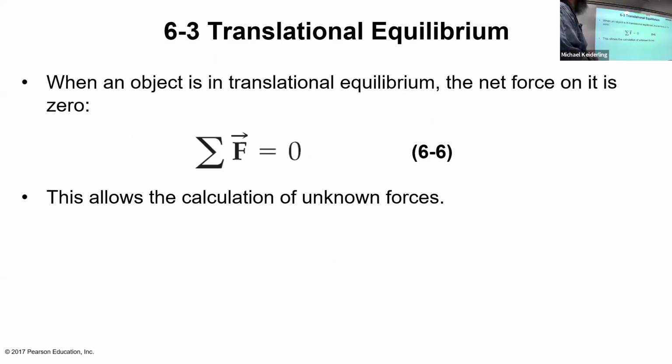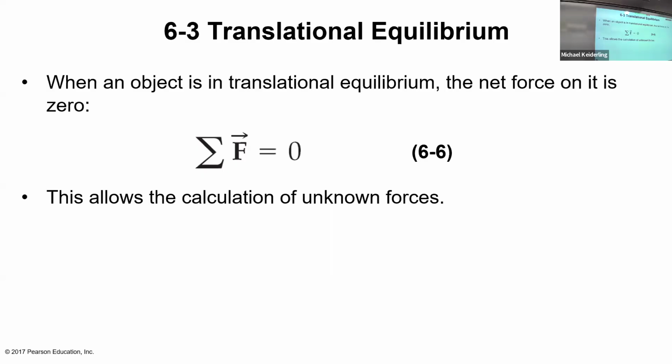So, next we have translational equilibrium. When an object is in translational equilibrium, the net force on it is 0. This occurs when an object is not moving. Usually we're going to be talking about it not moving. If it's not moving, it's in what's called static equilibrium. But translational equilibrium is a slightly larger, more general thing. That also includes if you're moving at a constant speed or velocity in a straight line.